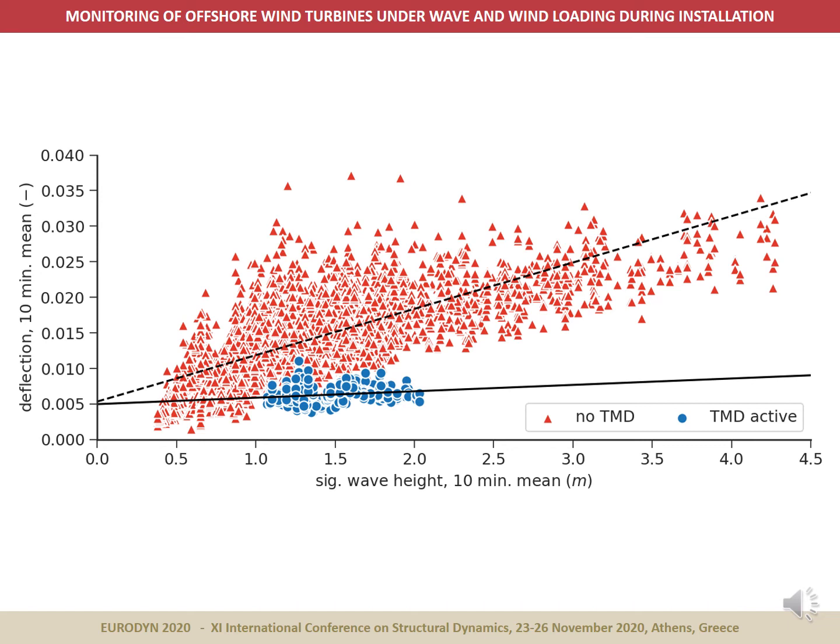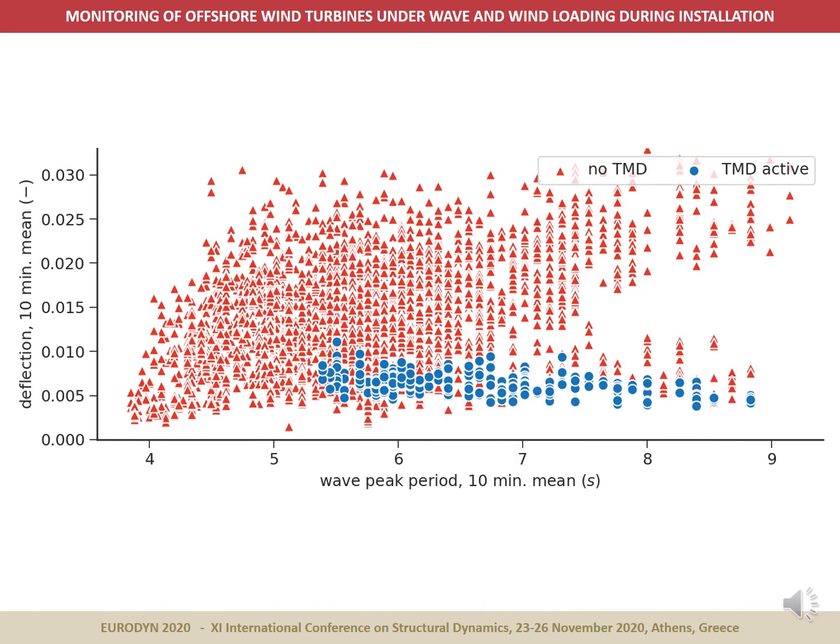Evidently, fewer data points are available for time periods with an active mass damper. This is because single blade installations where the tuned mass damper was active was only attempted for significant wave heights between 1 or 2 meters. Nevertheless, it becomes apparent that significant wave height has very little impact on the 10-minute mean turbine deflection if the tuned mass damper is active. For the same given significant wave height, turbines without a tuned mass damper depict a 10-minute mean deflection that is between double and more than sixfold that of a turbine with additional damping.